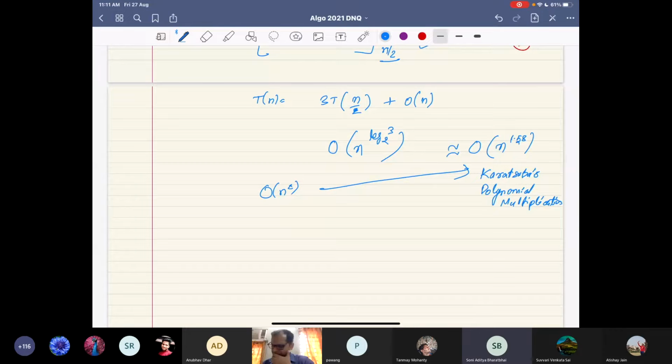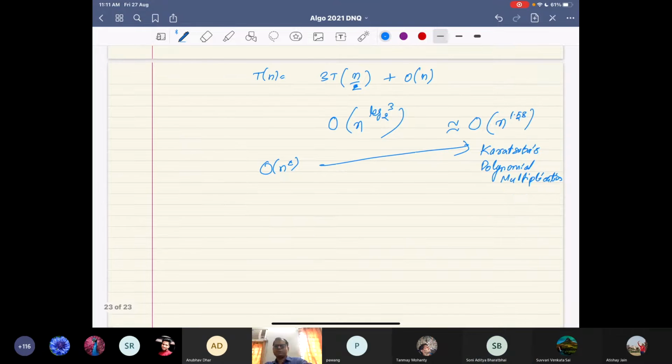Sir, suppose the degree was different. Even then, we can apply this. Some coefficients will be 0. So we will take the maximum of the two degrees. Yeah, maximum of the 2 degrees. Okay, sir. Any other question?